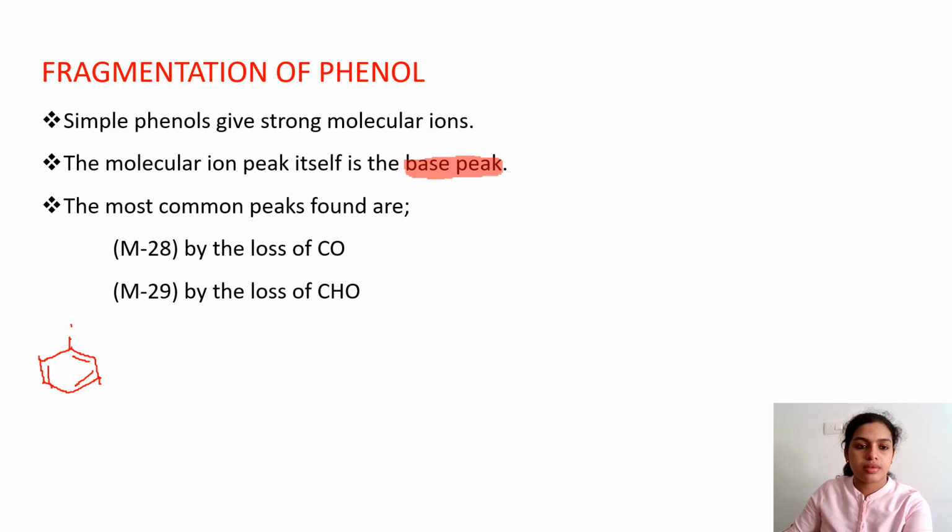This is phenol, OH, dot plus. I'll write it as a bond so that the breaking can be shown easily. This is phenol dot plus, the molecular ion with m/z value equal to 94. The molecular weight of phenol is 94. So the molecular ion gives an m/z value of 94 and this is the base peak. Okay, and now see the fragmentation.